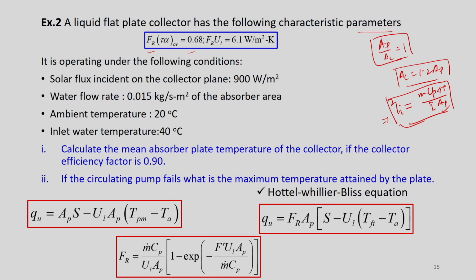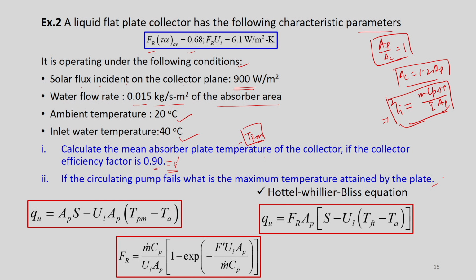It is operating under the following conditions: solar flux incident on the collector plane is 900 watt per meter square, water flow rate is given as 0.015 kg per second per meter square of the absorber area, ambient temperature is 20 degrees C, inlet water temperature is 40 degrees C. Now we need to calculate the mean absorber plate temperature of the collector, if the collector efficiency factor F' is given to us. We need to calculate TPM, the mean temperature of the absorber plate, right. And the second question: if the circulating pump fails, what is the maximum temperature attained by the plate?